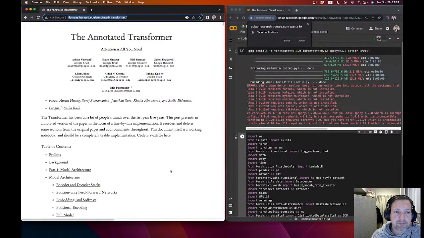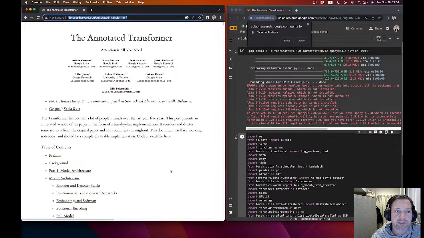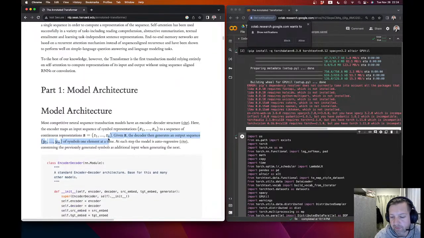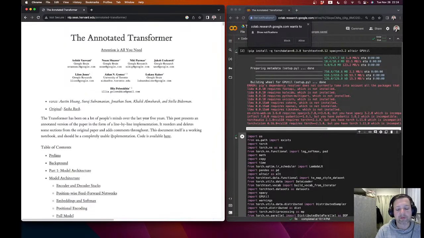What I wanted to do is read through the Annotated Transformer article that's available from Harvard University, which is an annotated version of the Attention Is All You Need paper that's quite famous recently. Okay, everything seems to be working. So let's go through this.